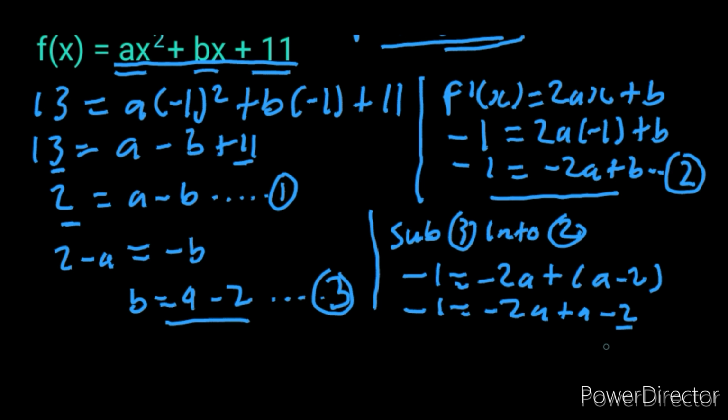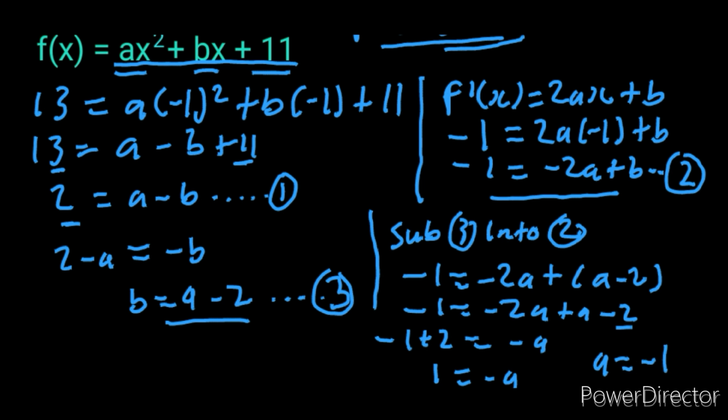So if I take this to the other side, it's going to be -1 plus 2. And then this is going to be minus a. So therefore I'm going to have +1 is equal to minus a. Therefore a is equal to -1, just like the question.